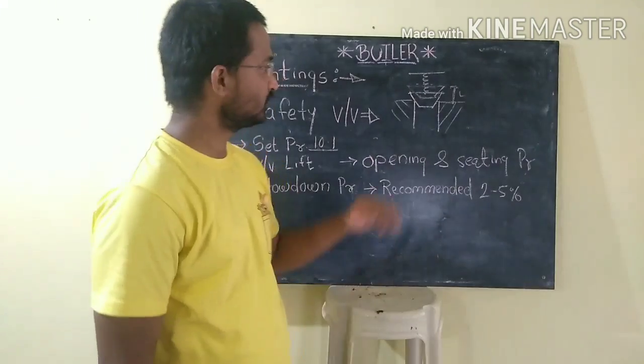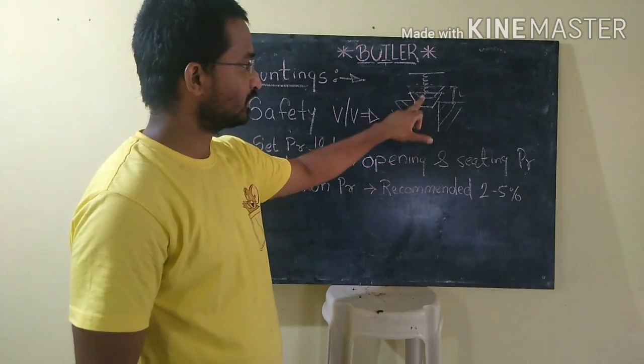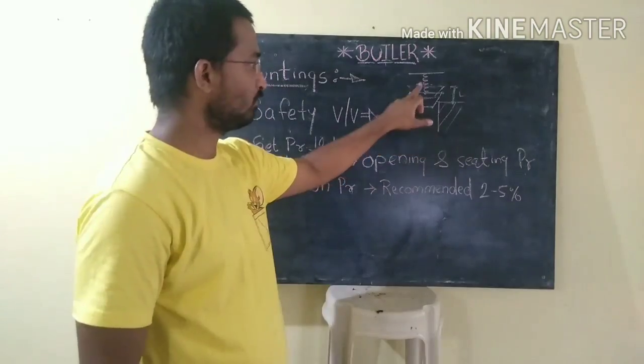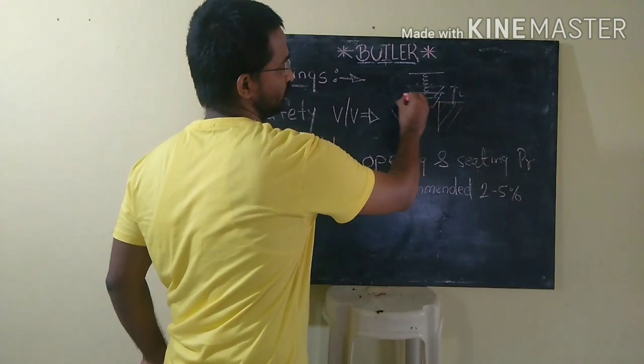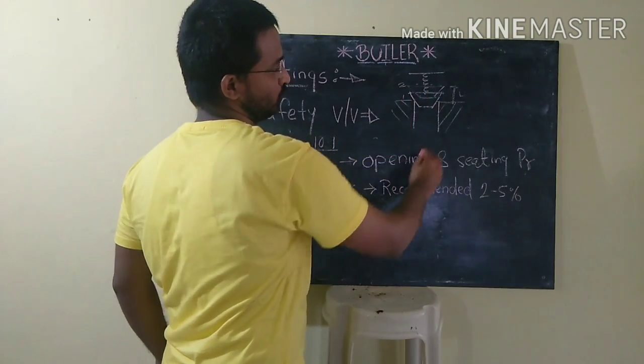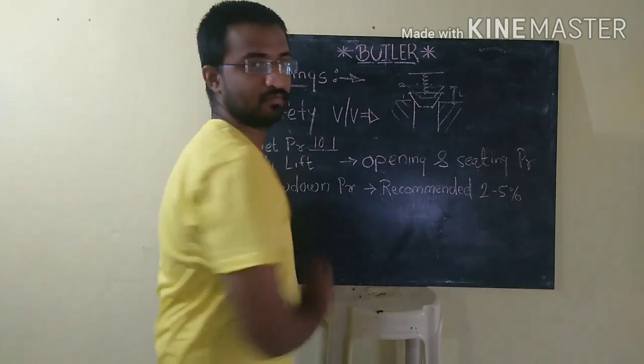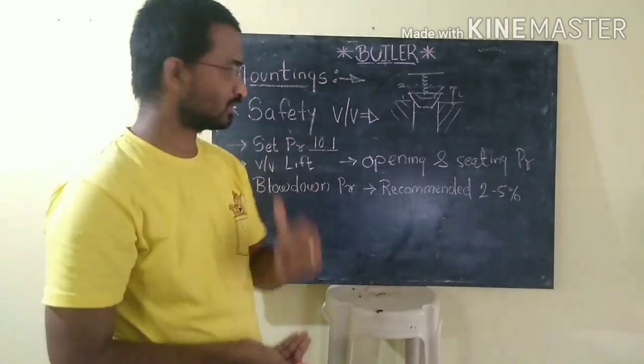The valve lift means how much vertical distance the disc or valve moves. Like this was the closed position number 1 and this is the open position number 2. So this is the valve lift, the vertical distance the disc moves.